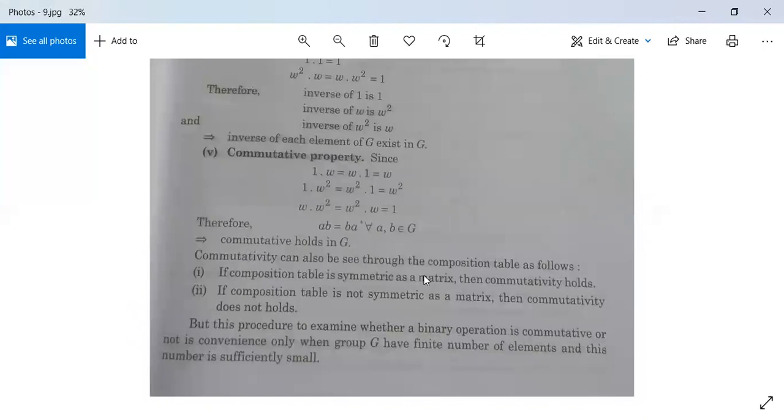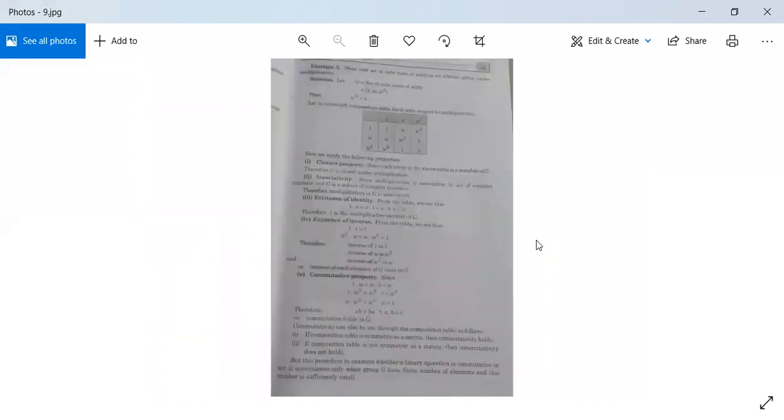Commutativity can also be seen through the composition table as follows. If the composition table is symmetric as a matrix, then commutativity holds. If the composition table is not symmetric as a matrix, then commutativity does not hold. But this procedure to examine whether a binary operation is commutative or not is convenient only when the group G has a finite number of elements and this number is sufficiently small. So here the number of elements is small, therefore we checked from this table. Otherwise we would have to check by the traditional method.